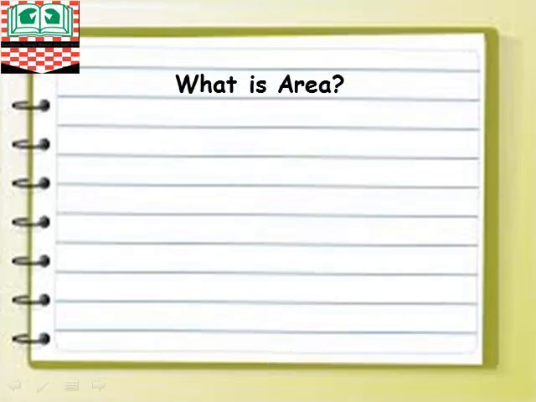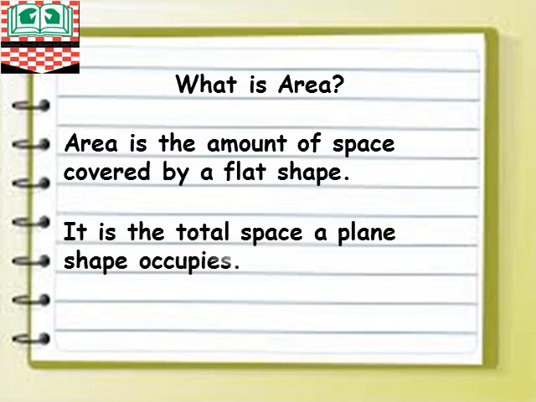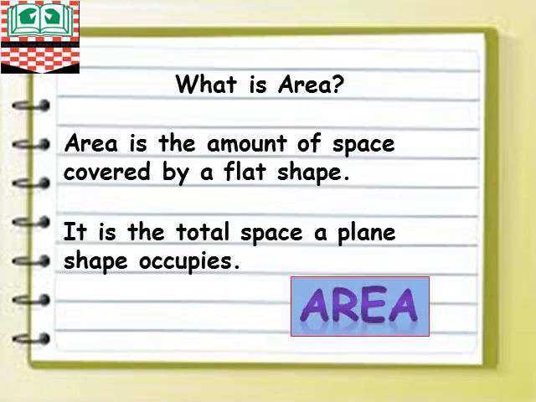Now, what is area? Area is space, isn't it? Area is the amount of space covered by a flat shape. It is the total space a plane shape occupies. Now, the total space that this shape here is occupying is the area.